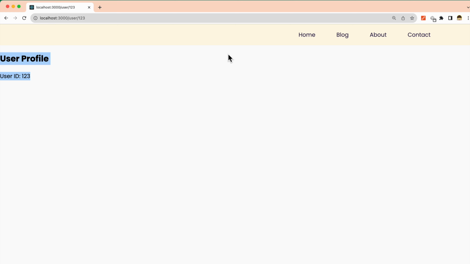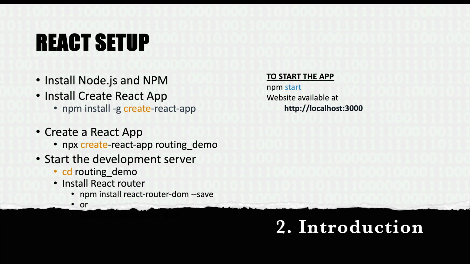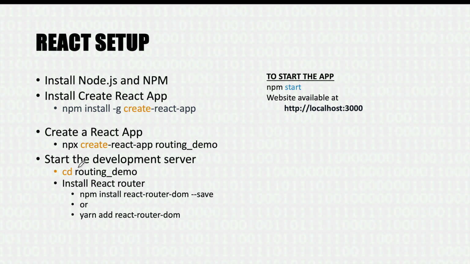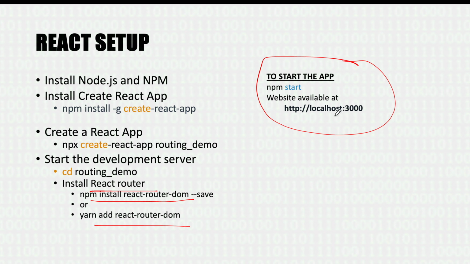Let's start. The setup is almost same whatever we have done till now. Only difference is that we would be installing React Router. The commands are mentioned here. You can use this or you can use yarn. And then you can start the site or the development server by doing npm start.